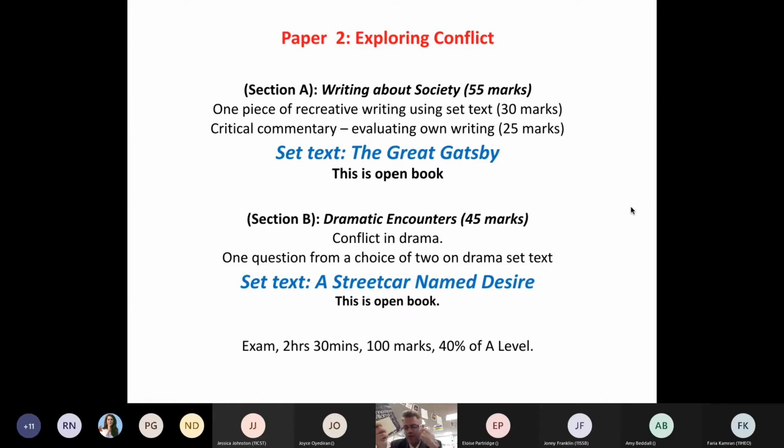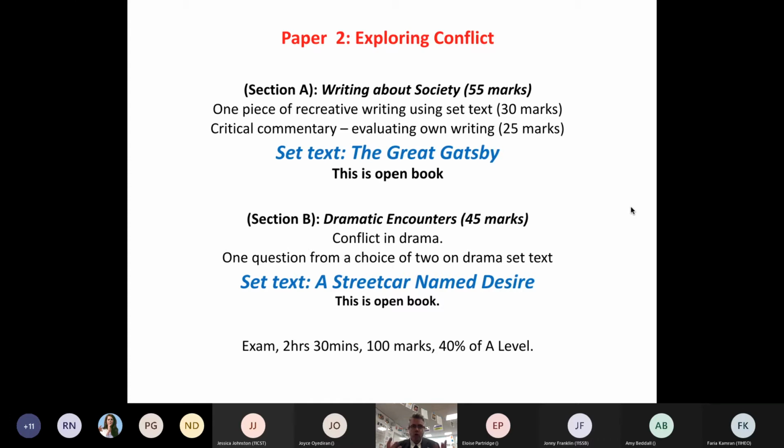So you might get a question. If you think about what you may have studied for An Inspector Calls, for example, in year 11, very similar sort of thing. So you'll study the play and it might say something like, what do you notice about the relationship between Stanley and Stella in the play? And they might give you a particular quote to start you off on that.